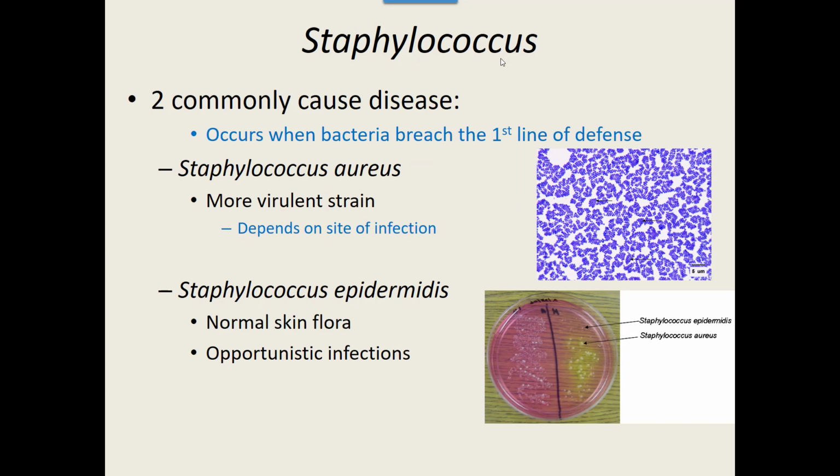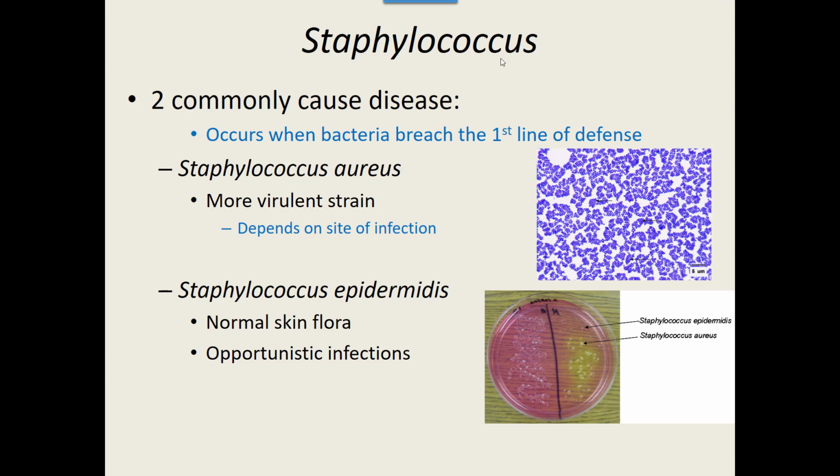Now, two common Staphylococcus bacteria that can cause disease, and usually it's only when they get past that first line of defense, are Staphylococcus aureus or Staph aureus and Staphylococcus epidermidis. Now, the more virulent strain is the Staphylococcus aureus. More virulent meaning more likely to cause infections. Now, this particular bacteria, it only takes a few hundred of them to get past that first line of defense, and it will cause an infection. So it doesn't take much for these to cause infections.